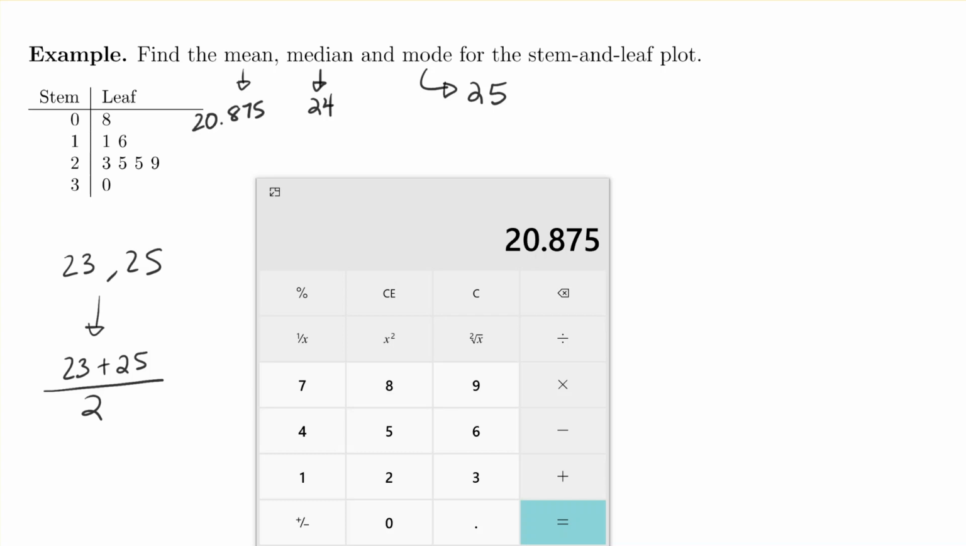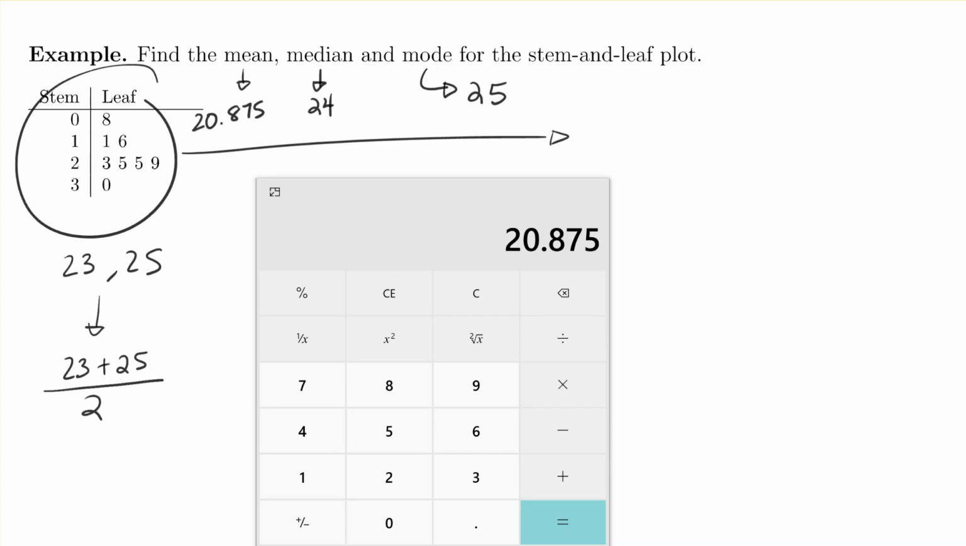However, if you have trouble working with the stem and leaf diagrams, keep in mind you could at first write out the stem and leaf as a list: 8, 11, 16, 23, 25, 25, 29, 30, and then find the mean, median, and mode from the list written out in this way.